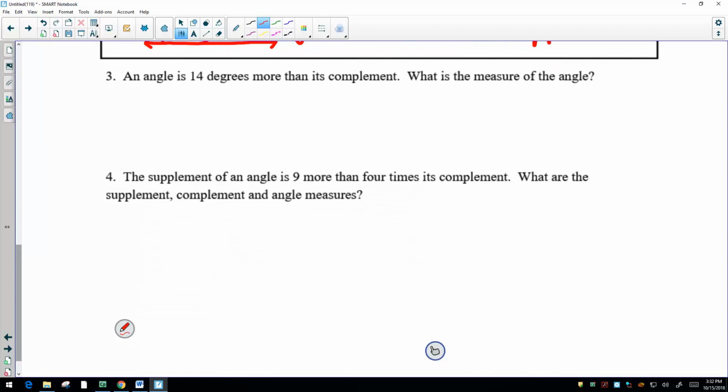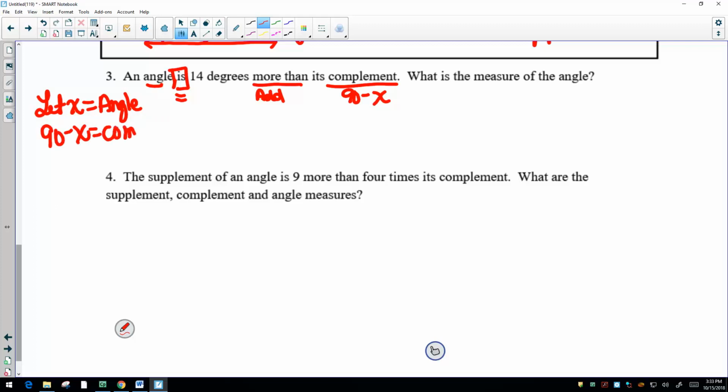And so for number 3, it says an angle, and whenever we do this, I like to kind of diagram my word problems here. An angle is, I see this word is, and as soon as I see that, I think that means equals. So an angle is 14 degrees more than, when I see that, it's typically an add, its complement. Well, we set up above, the complement was 90 minus X. We also set up above the angle we were going to refer to as X. So over here, I'm going to do a little let statement and just say let X equal the angle. And I'm going to say let 90 minus X equal the complement.